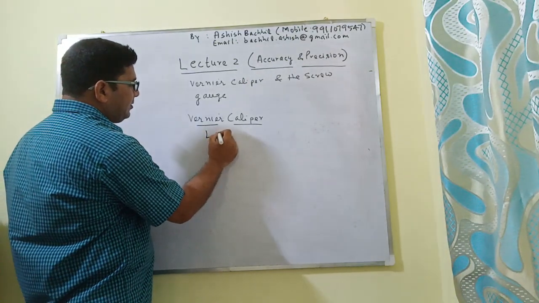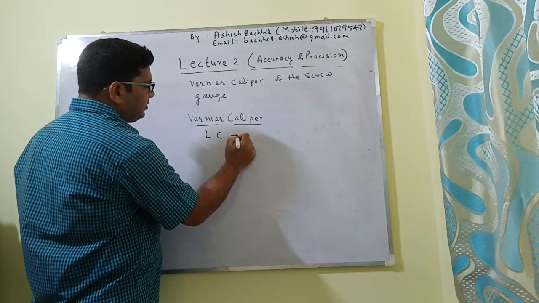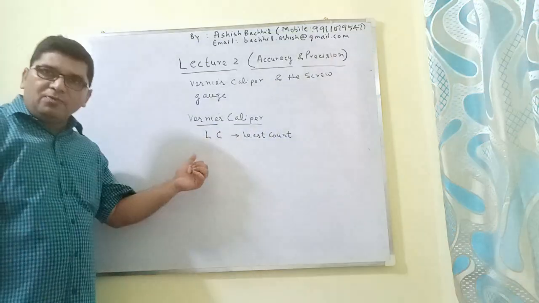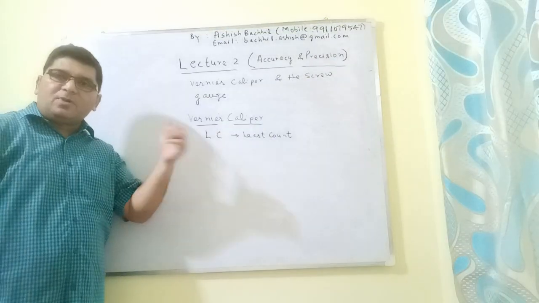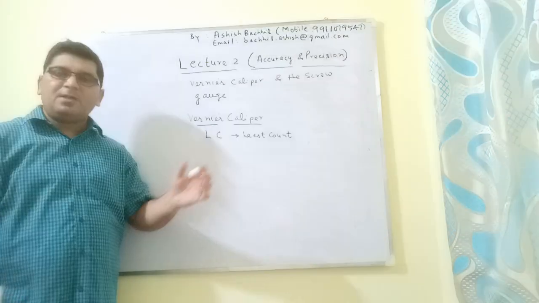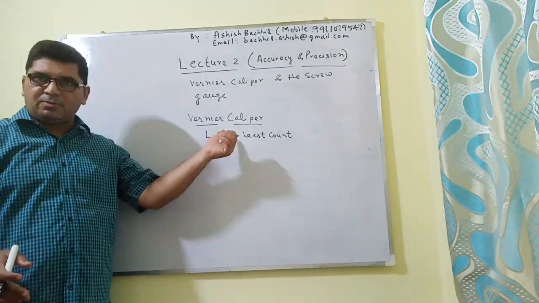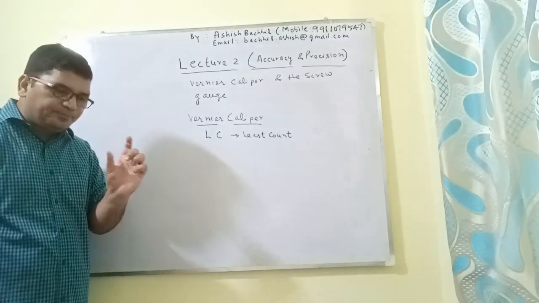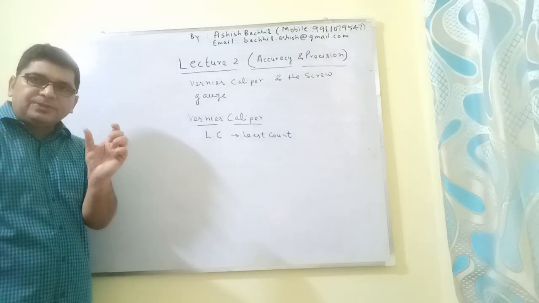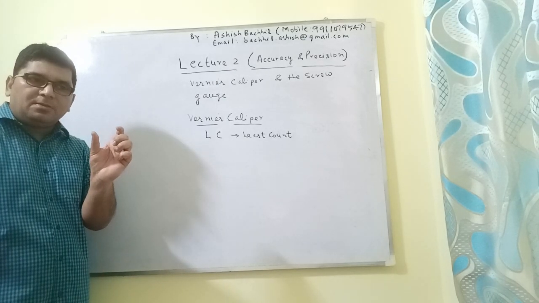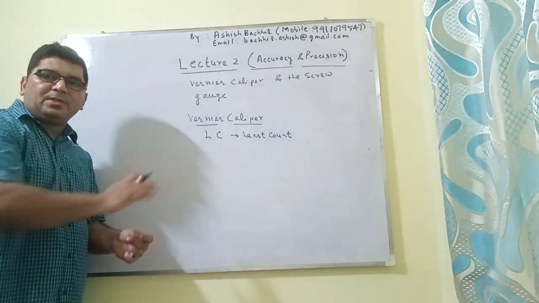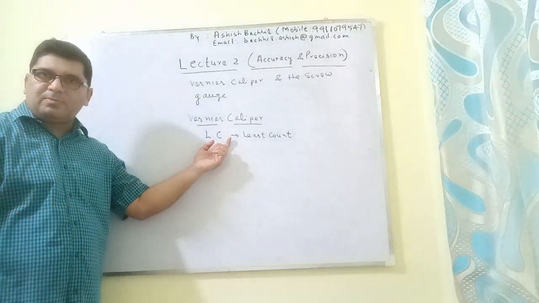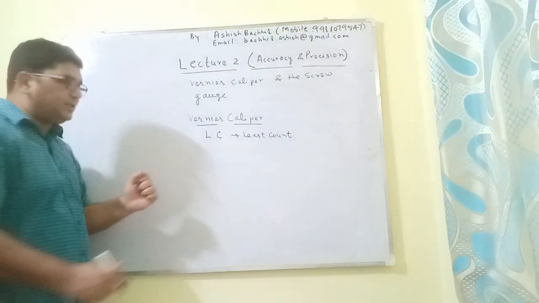So in the case of vernier caliper, what are the two important things which you have to understand? One is the least count. And second is how we measure, what exactly is the formula for measuring the dimension of any physical quantity with the help of this instrument. So what is the least count? The least count of any vernier caliper is the least value which can be measured by this instrument.